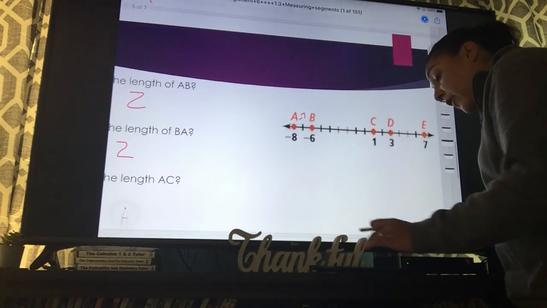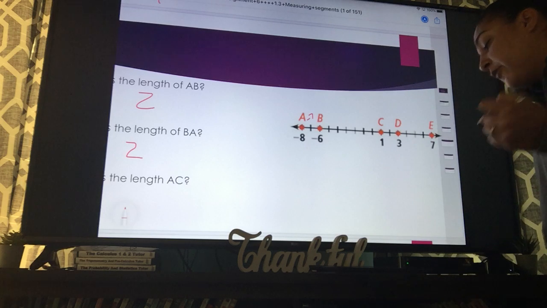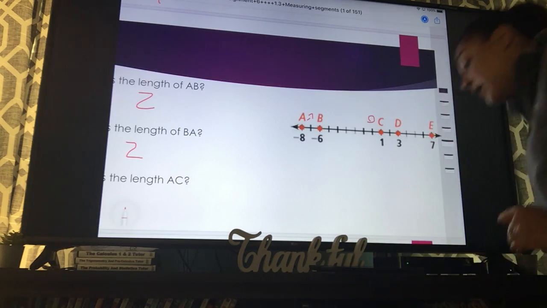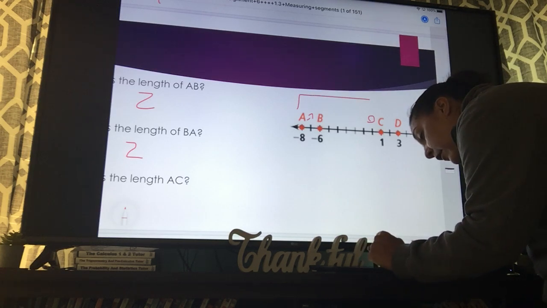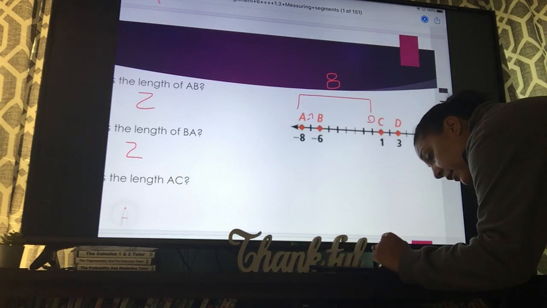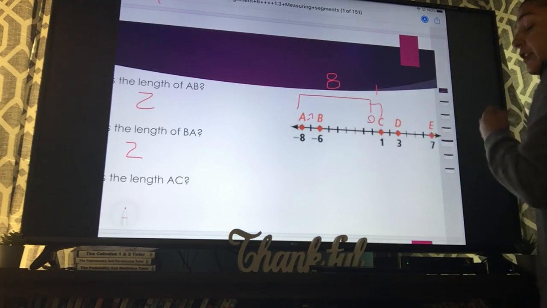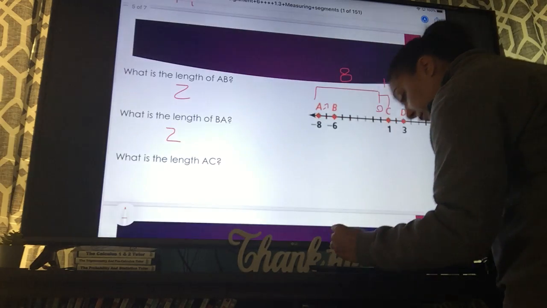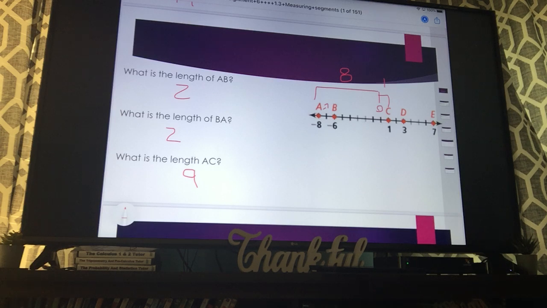And so we need to go from A to C. So we know that the tick mark right before C is 0. Okay? So our A is at negative 8, and we go all the way to 0. Okay, it gives us 8 units. And then we need to go from 0 to C, and C so happens to be 1. So that's 1 unit. Okay, so we went a total of 8 units plus another 1 unit to give us 9 units. Okay, so the distance for that line segment is 9.